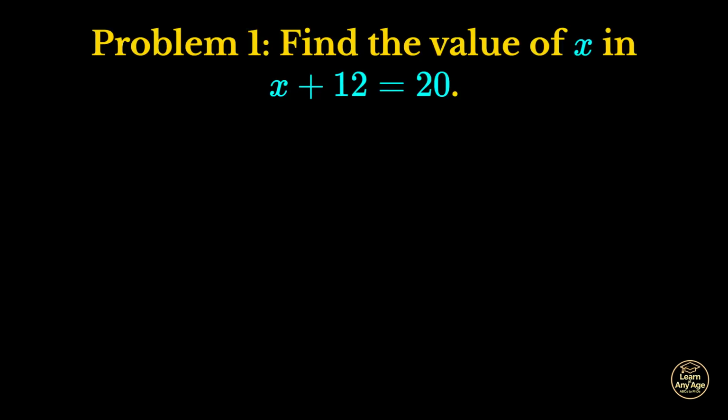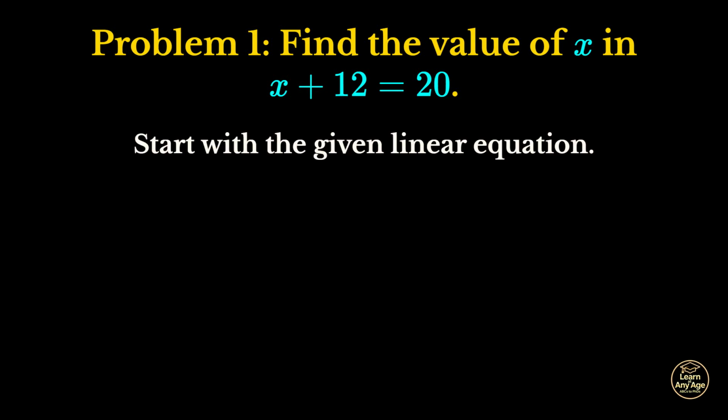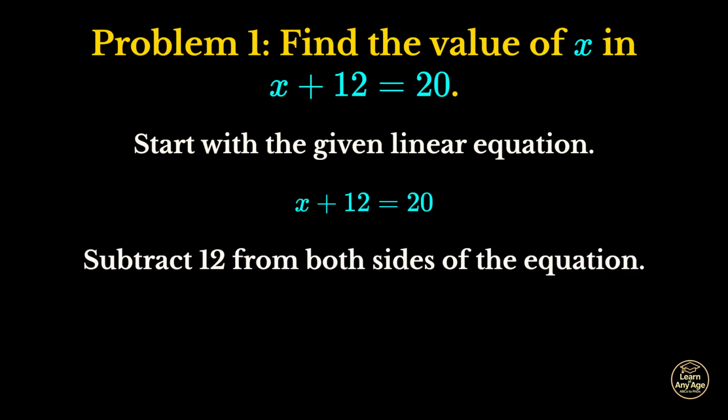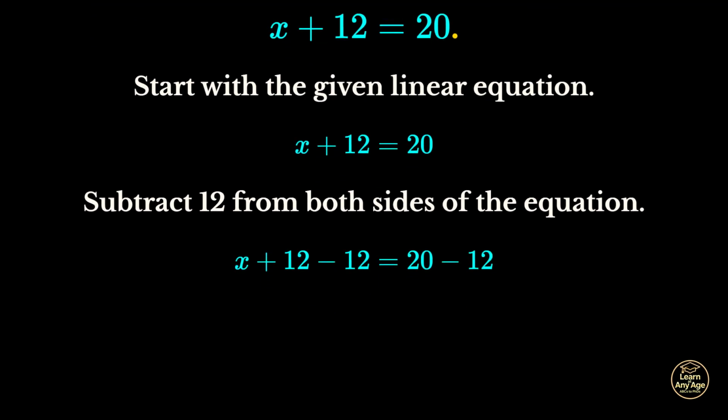Problem 1. Find the value of x in x plus 12 equals 20. Start with the given linear equation. X plus 12 equals 20. Subtract 12 from both sides of the equation. X plus 12 minus 12 equals 20 minus 12.